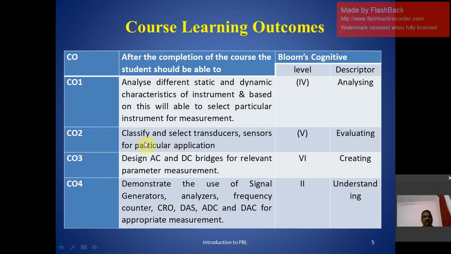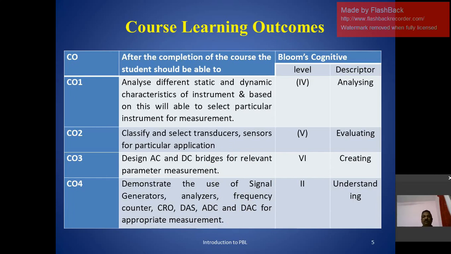Then the second CO is classify and select transducers and sensors for a particular application. Bloom's level is 5 and it comes under evaluating. Then design AC and DC bridges for relevant parameter measurement. Then the fourth CO is demonstrate the use of signal generators, analyzers, frequency counter, CRO, data acquisition system, ADC and DAC for appropriate measurement. So this is about course learning objectives and outcomes.